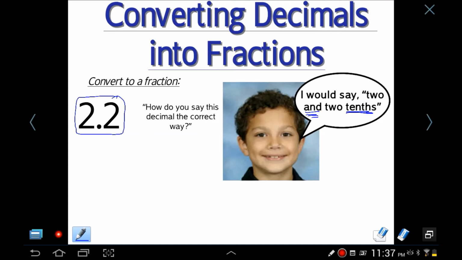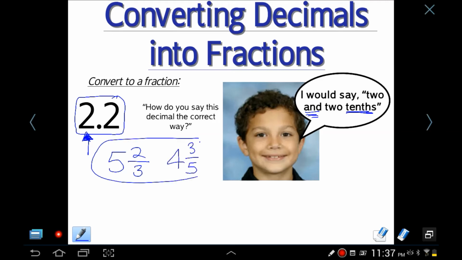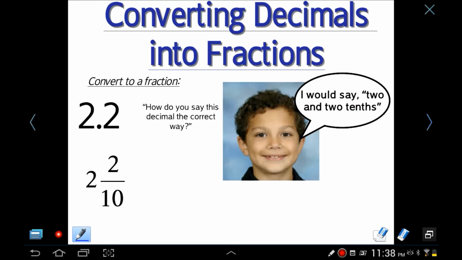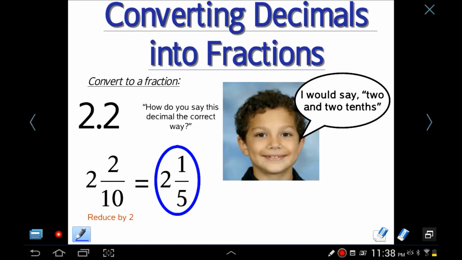So good job, Jeremy. We have a whole number here. This is our first example where we actually have a whole number, which means when we get our answer, we should get a mixed number like this, 5 2/3. Now that's not the correct answer. That's just an example of a mixed number. Or 4 3/5. Those are mixed numbers, so you should expect to get something like that. So 2 2/10 reduced by 2 equals 2 1/5. So nice job there, Jeremy. You got 2 1/5, and there we have it.